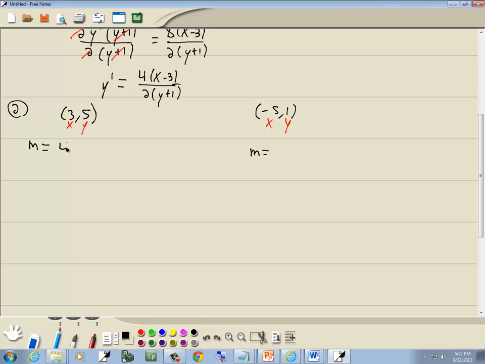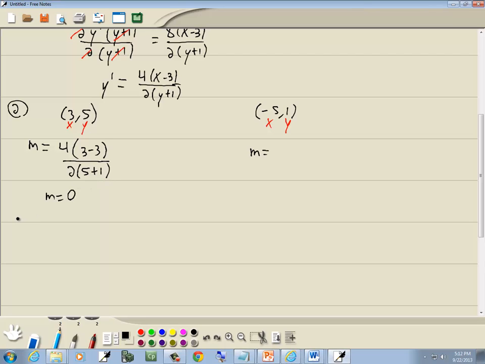So I've got 4 times (3 minus 3). This one looks like it's going to be pretty easy. And then here, I'll have 2 times (y, which is 5, plus 1). Excuse me. Well, 3 minus 3 is 0. 0 times 4 is 0. 0 divided by anything is 0. So you get m is equal to 0.